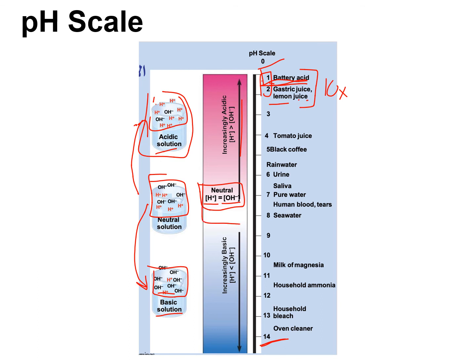Most living things prefer a neutral pH, so you'll see that a lot of solutions related to living things, like seawater, human blood, tears, pure water, saliva, and urine, all range around neutral. Things that are too acidic, like battery acid, can be damaging to living things, as well as things that are too basic, like oven cleaner.